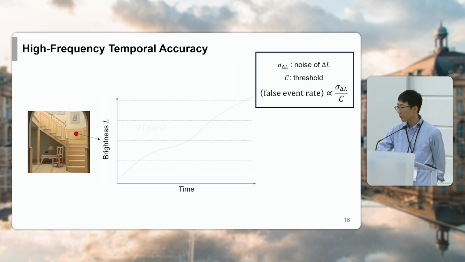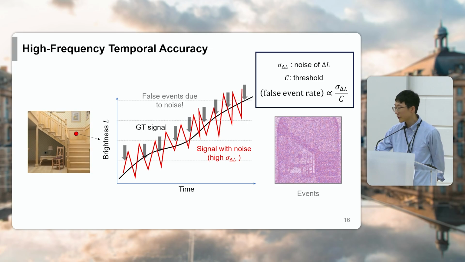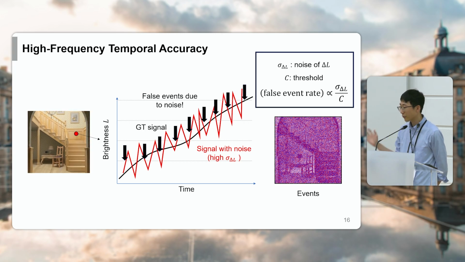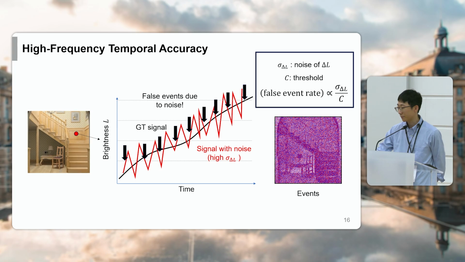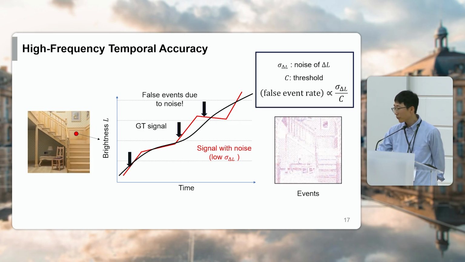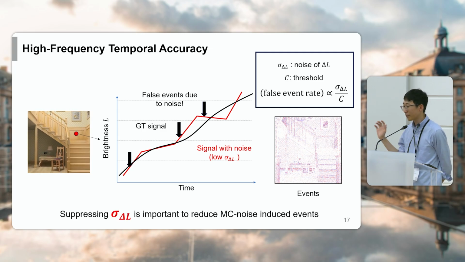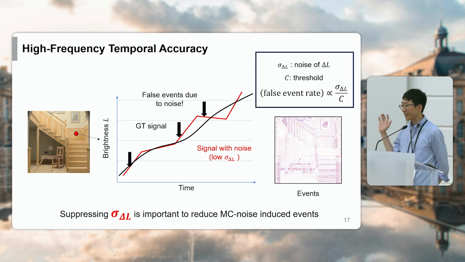Think about this GT brightness change over time, and the red curve here is the Monte Carlo estimate, which has high-frequency noise like this. Due to its temporal instability, it causes many spurious threshold crossings and thus false events like this. In contrast, the second signal has a similar brightness error but is much more temporally stable, resulting in far fewer false events. So our main objective is not to minimize the brightness error itself, but to accurately estimate these temporal brightness changes.